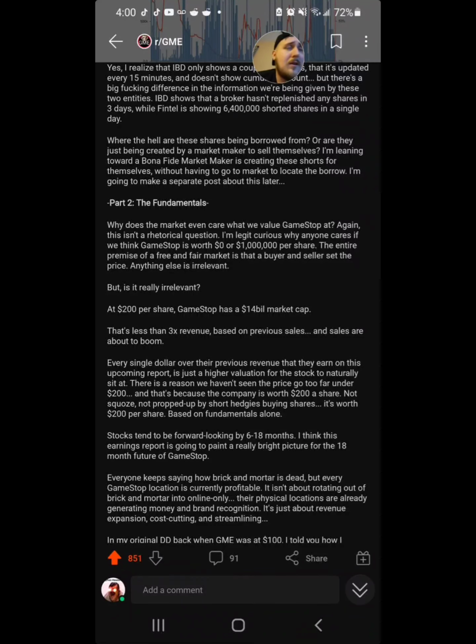Retail investors like us literally own the float. So you know what I mean? I think it's all starting to come together now. The fundamentals. Why does the market even care what we value GameStop at? Again, this isn't a rhetorical question. I'm legitimately curious why it matters if we think GameStop is worth $0 or $1 million per share. The entire premise of a free and fair market is that a buyer and seller set the price. Anything else is irrelevant. I agree with that.